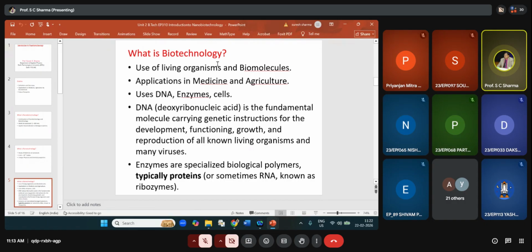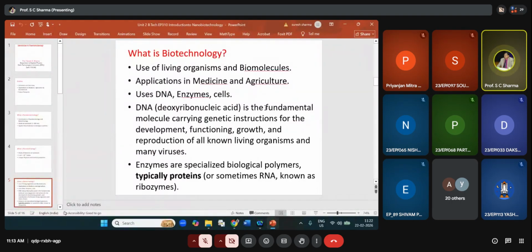What is biotechnology? Use of living organisms and biomolecules, with applications in medicine and agriculture. It uses DNA, meaning deoxyribonucleic acid. Then enzymes. Okay.